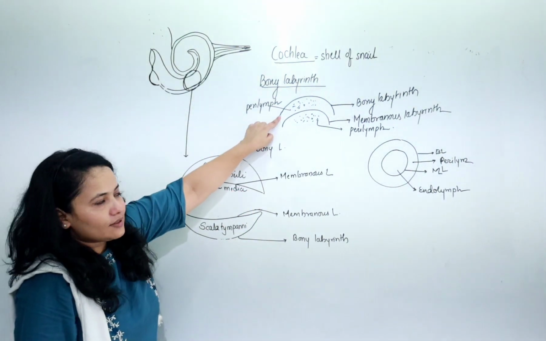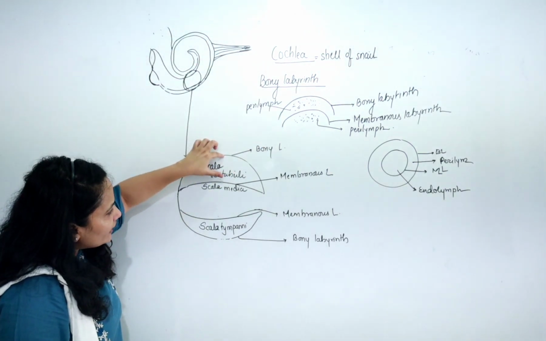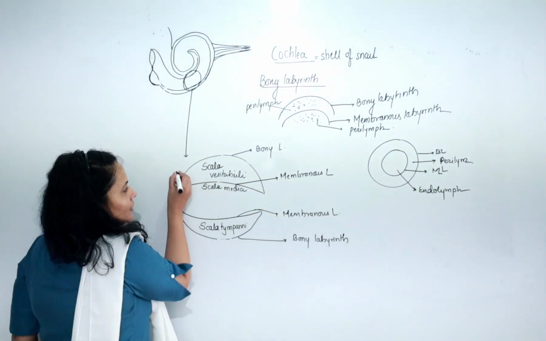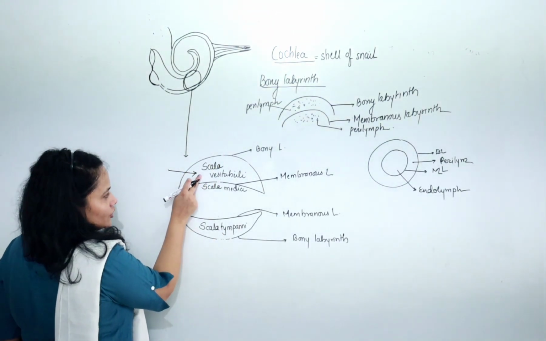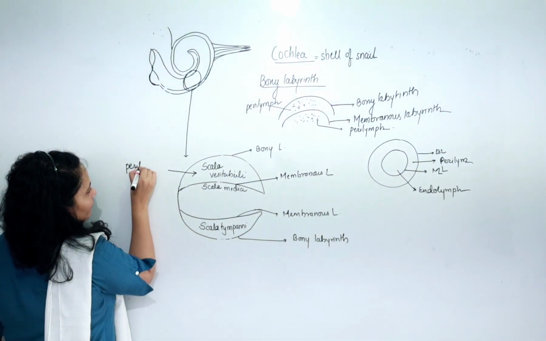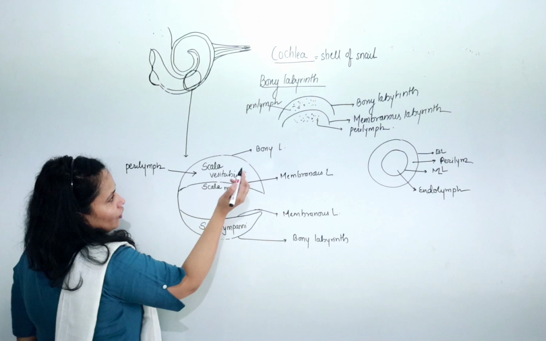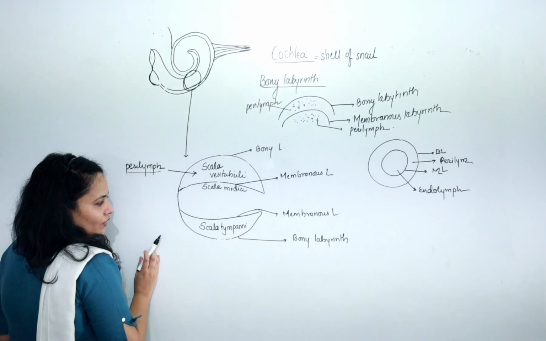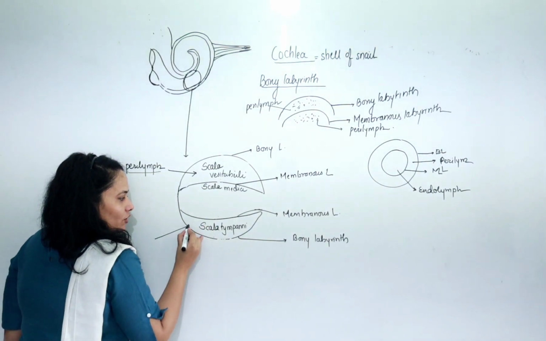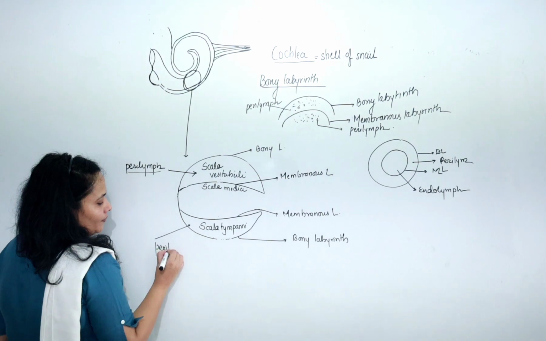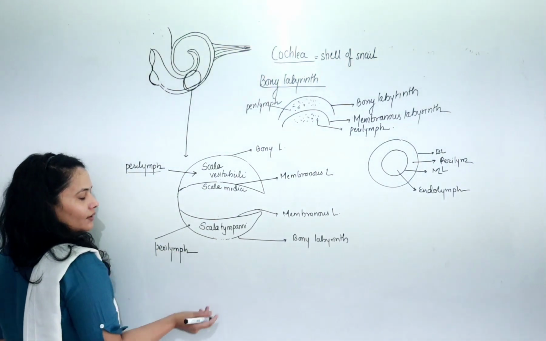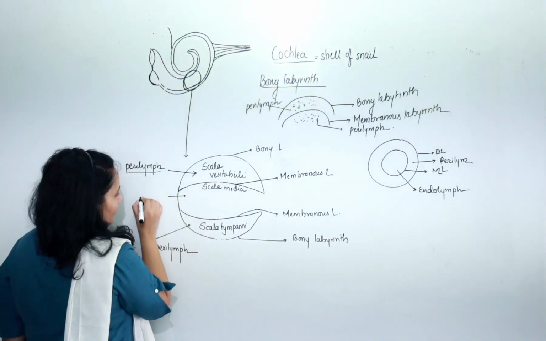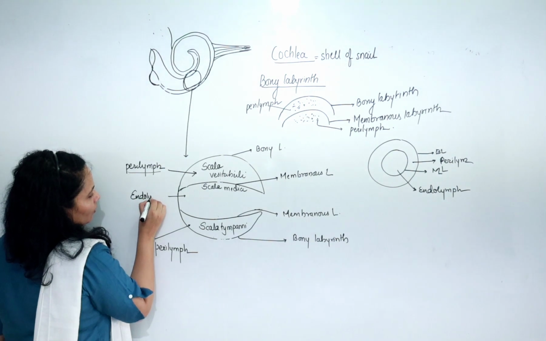Now, according to this concept, between the bony labyrinth and the membranous labyrinth, which fluid will be present? The fluid present in the scala vestibuli will be perilymph. Bony and membranous, it will be perilymph. Again, bony and membranous, so here also there would be perilymph. And here there would be endolymph.